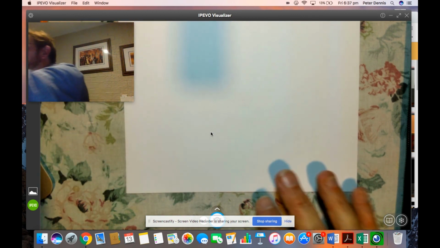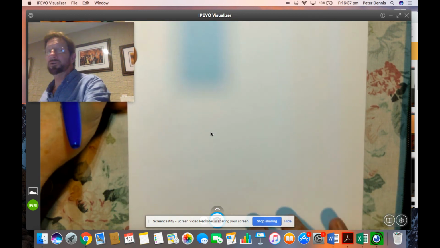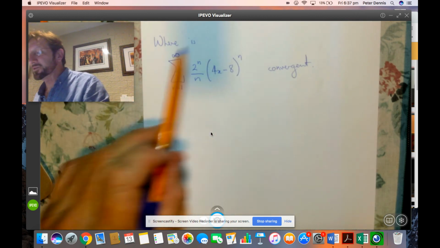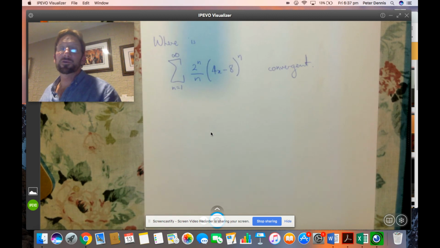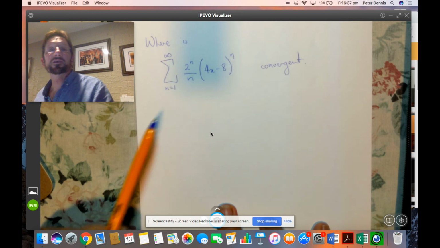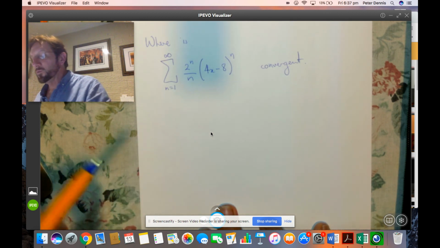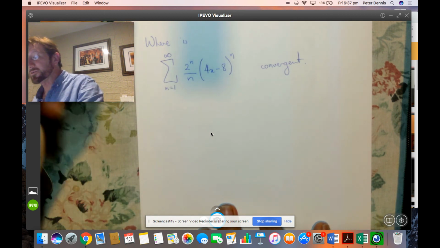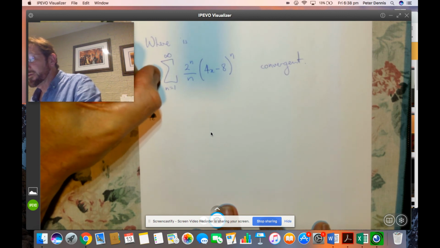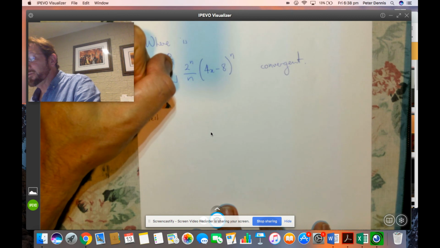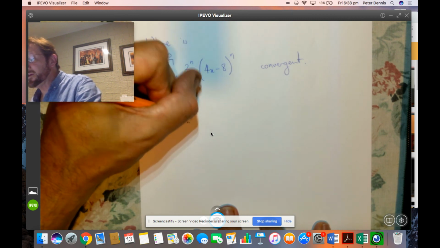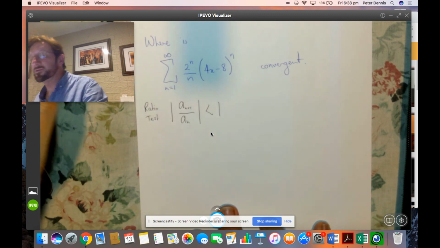We wanted to have a look at a harder situation. Where is this series convergent? This is sort of going into the radius of convergence and stuff like that. Where is this series convergent? We could use the ratio test. Now remember, the ratio test basically says the absolute value of the n plus 1 term over the nth term must be less than 1.